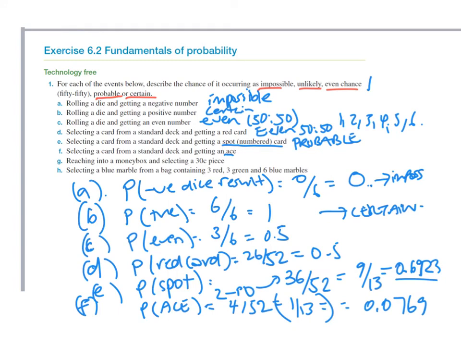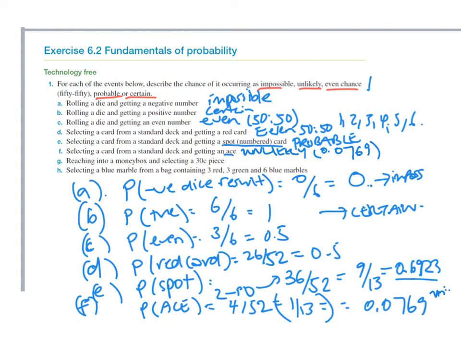It's not even chance. It's less than 50%. It's not impossible, but it's not too likely because it's 7%, so it's less than 10%. So I like this one here, unlikely, would probably be our best bet for that one. I should have put the percentages here, okay, but you'll answer it more comprehensively. I'm just coming back and writing those in there. Or I can put that in there as well, unlikely.